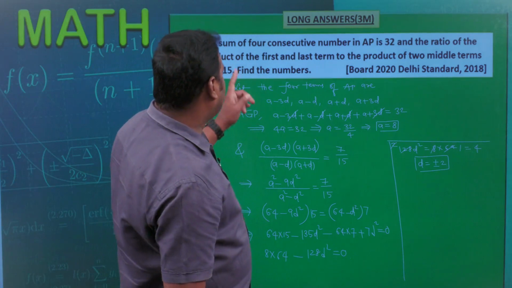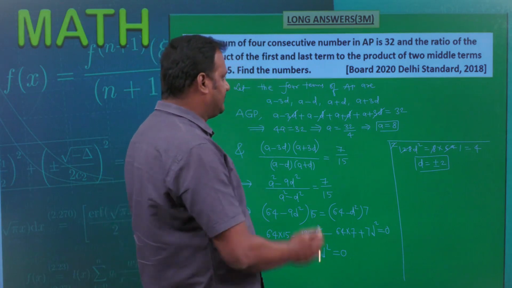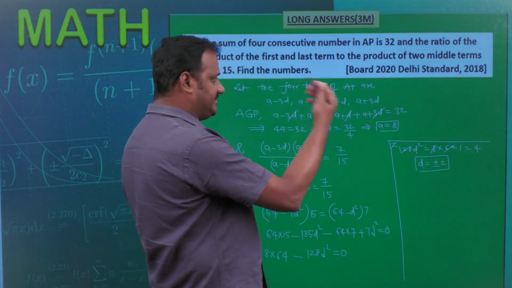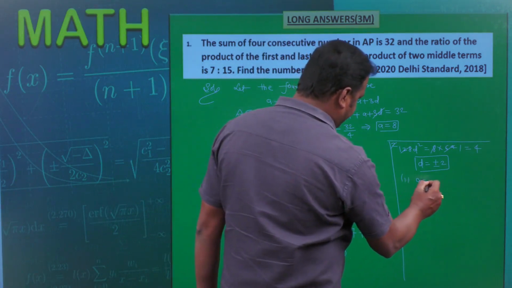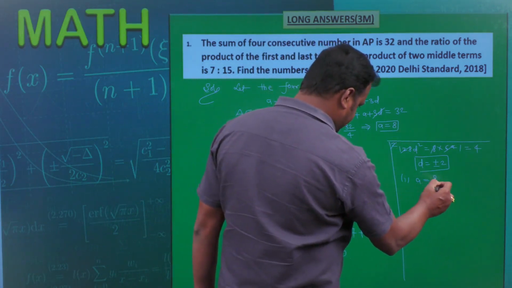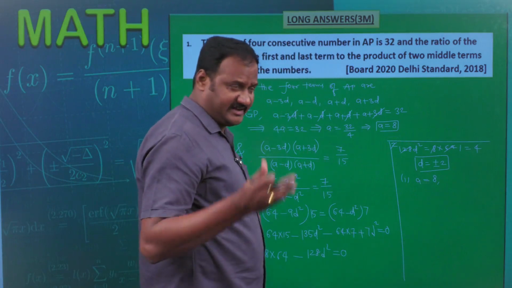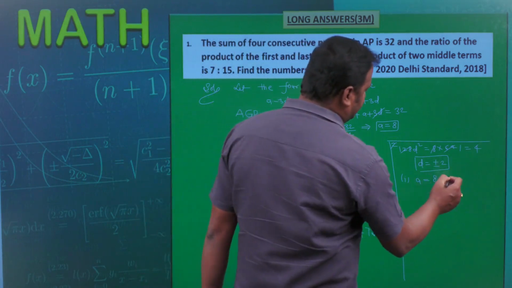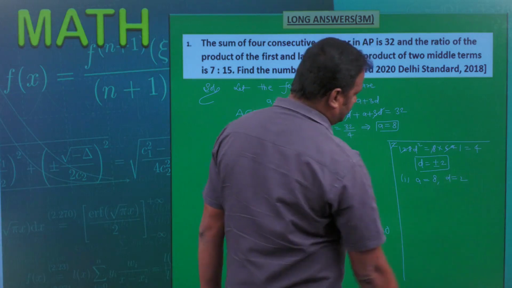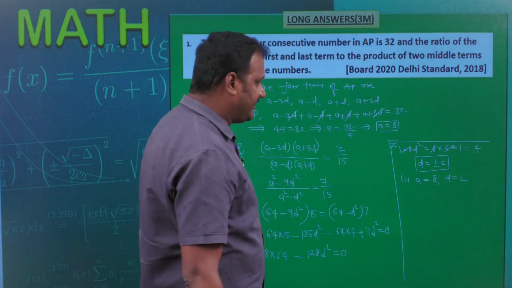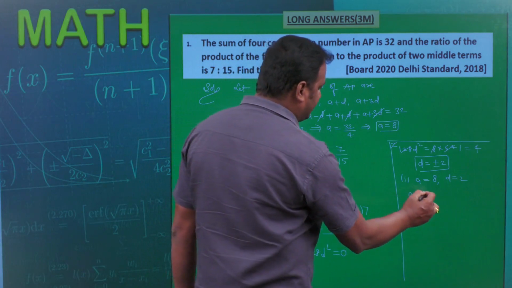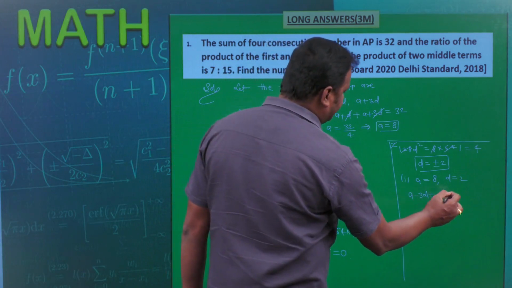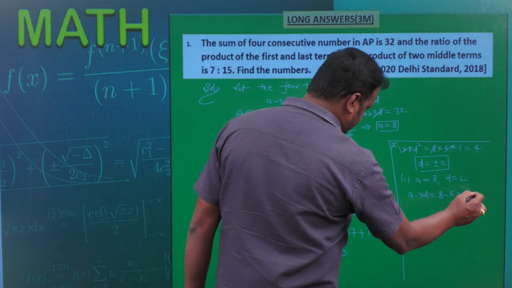What do you want? Find the numbers. So numbers are nothing but a minus 3d, a minus d, a plus d, a plus 3d. In the first case, a is equal to 8, that is constant, it will not change because that is the only value. D has two values, it can be plus 2 or minus 2. I am taking d is equal to 2. Then what are the numbers? First one is a minus 3d, which is 8 minus 3 2s are 6, equal to 2.